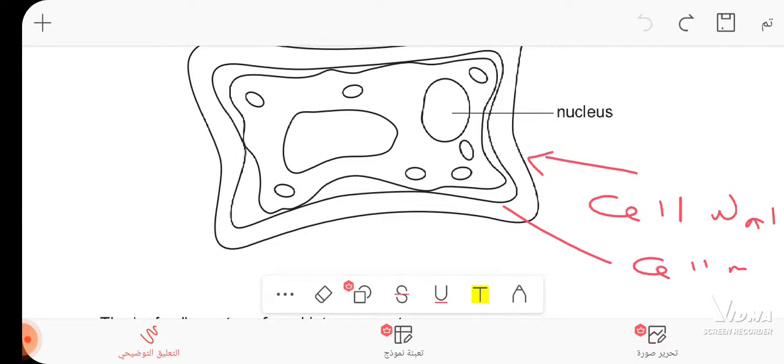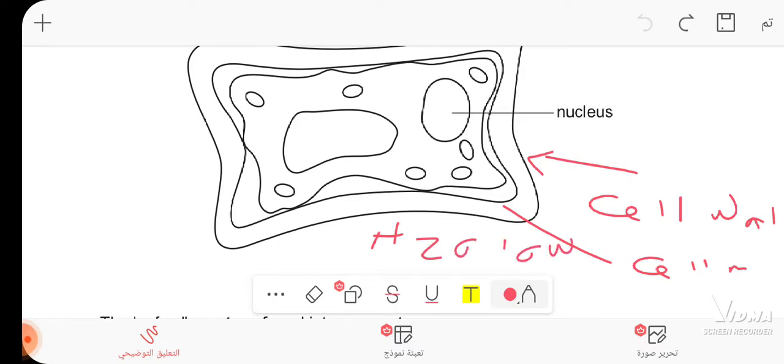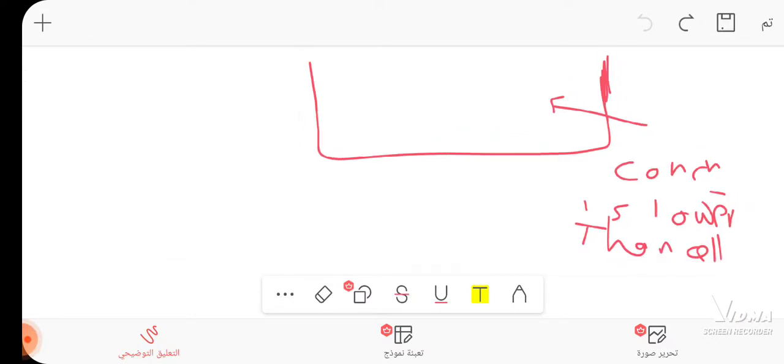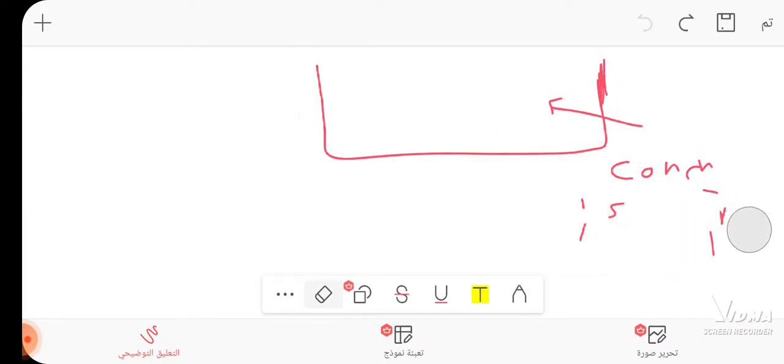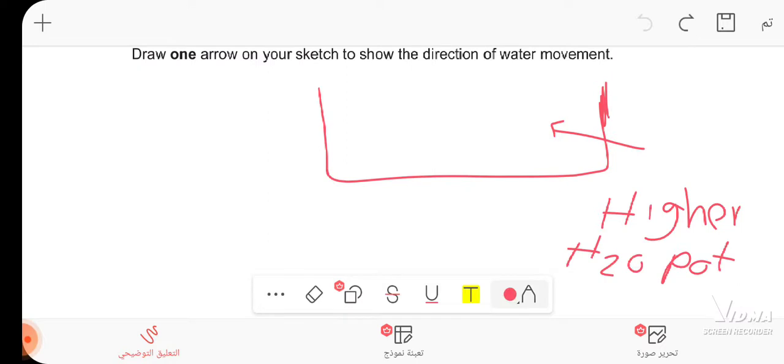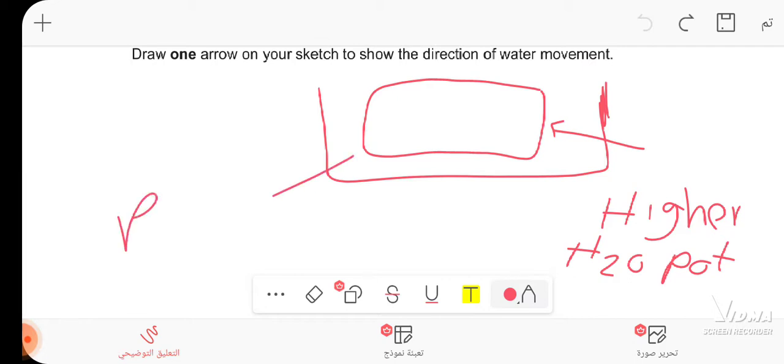Firstly, the cell appeared like that because the concentration of water, H2O, outside was low. Then we will transfer this cell again into a solution with a higher water potential, pure water. So I have to erase that, because there is a higher concentration here. The water has a higher water potential. So the water here will move from the solution into the cell, because this is not a solution, this is pure water. So water will move to inside the cell.